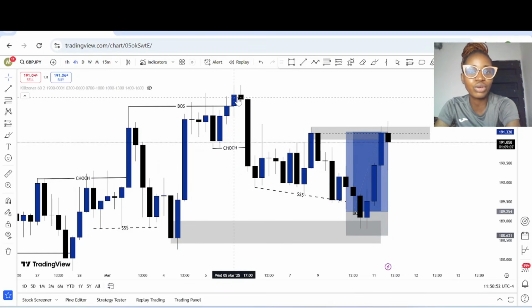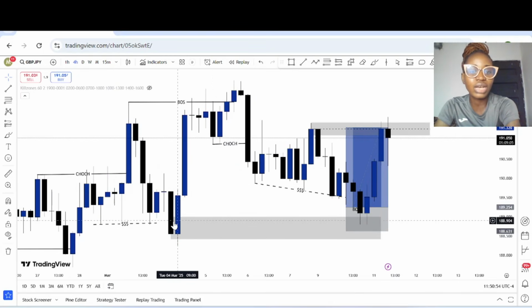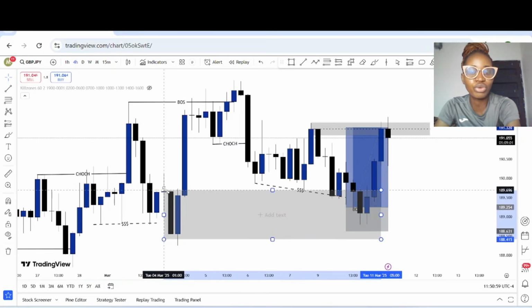When I mark this breakup structure here, I look out for the origin. This was the origin. The first thing I did was just to map out the origin like this, and you can see here we also have this inefficiency, this imbalance here close to it, and I just wanted to see the market coming back to this zone here, coming back to this point.